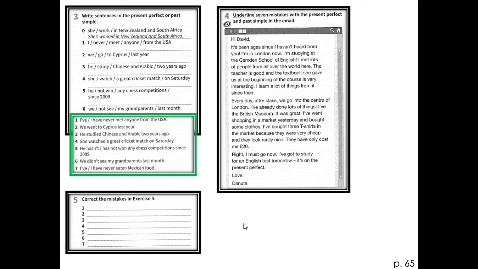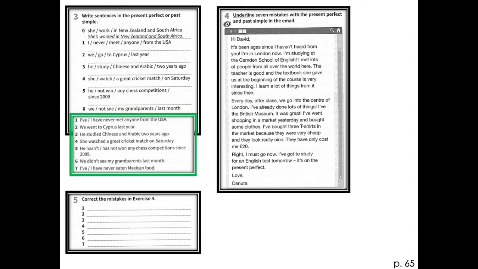Okay, next one. Exercise 4. There are 7 mistakes in this passage here, with the present perfect and past simple. We need to underline them and label them 1 to 7, okay, because we're going to correct them. You have a space at the bottom here. Okay, so underline 7 mistakes and then put the correct answer to replace those mistakes. First one. Hi David, it's been ages since I haven't heard from you. I'm in London now.